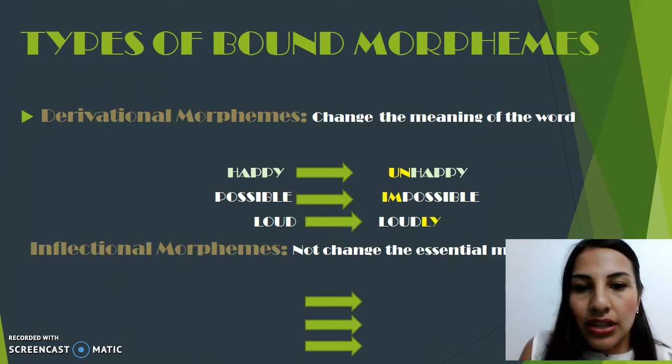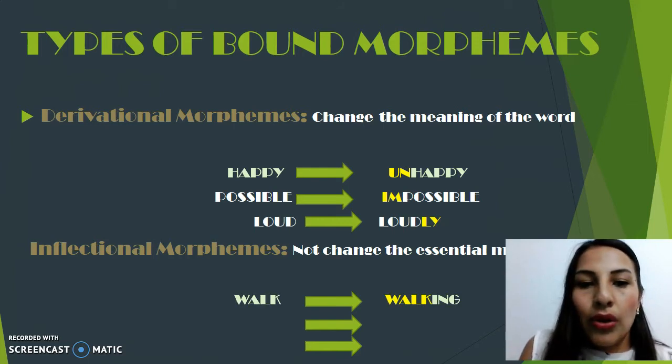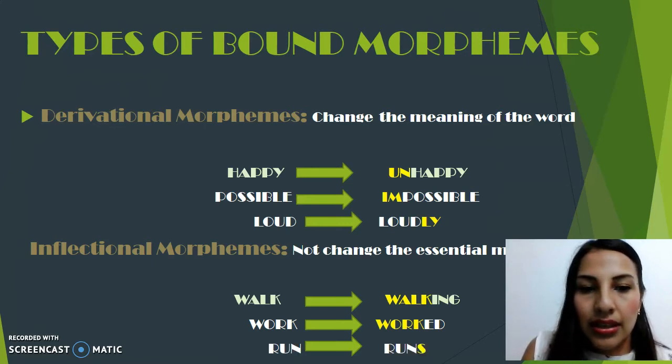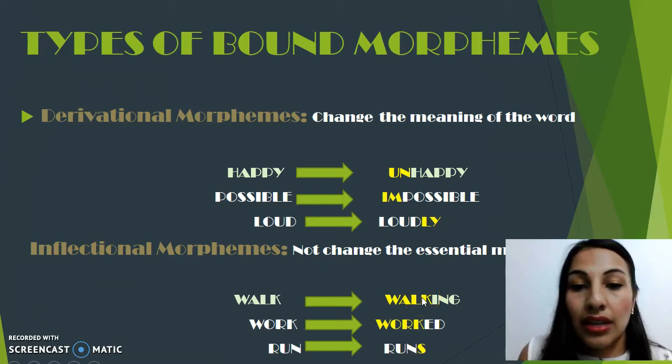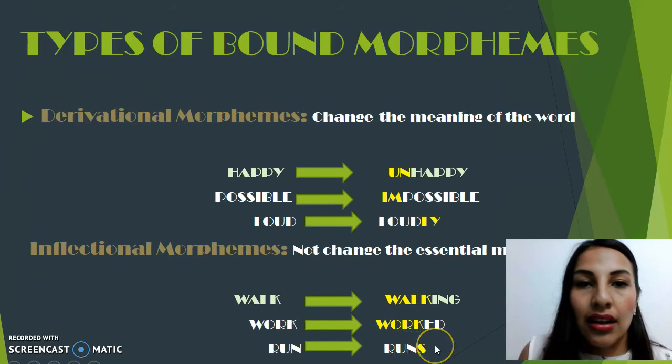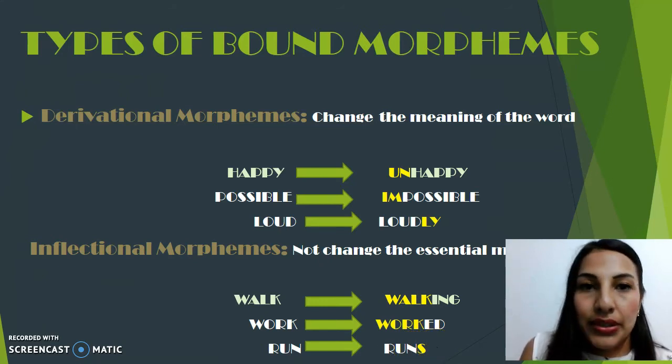Inflectional morphemes do not change the essential meaning of the word. For instance, walk, walking, work, worked, run, runs. This is like the grammatical part. In this part you can see the ing, like the continuous tense, ed in the past tense, and s for the third person, he, she, or it.